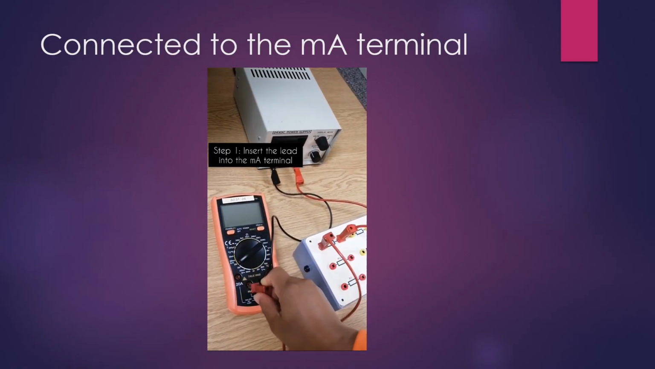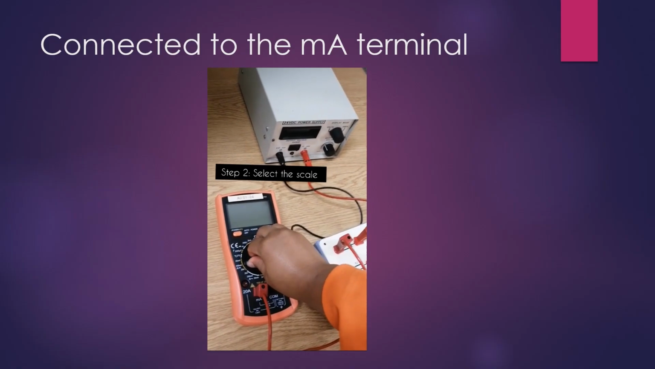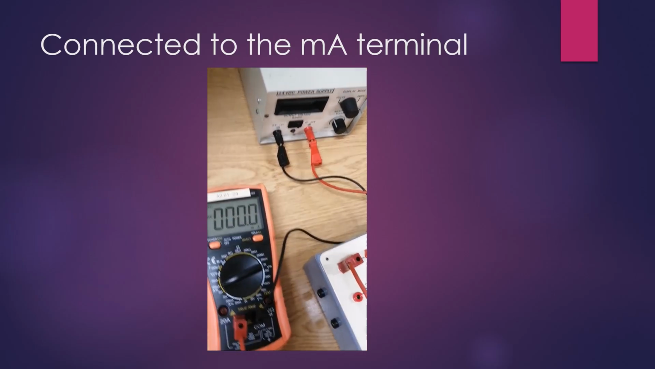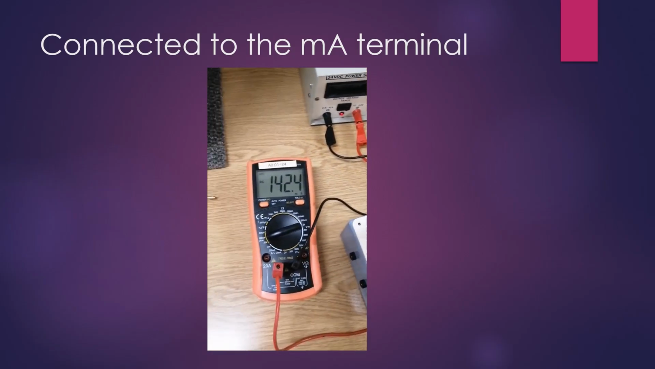So like I said, you plug your lead into the milliamps terminal, you select your 200 milliamp scale, and now you get a more accurate value. So we went from having a current of 150 milliamps to now having a current of 142.4 milliamps. So we can clearly see that changing from the 20 amps terminal to the milliamps terminal allows you to get a more accurate value, only if your current is less than 200 milliamps though. So yeah, that's it for current.